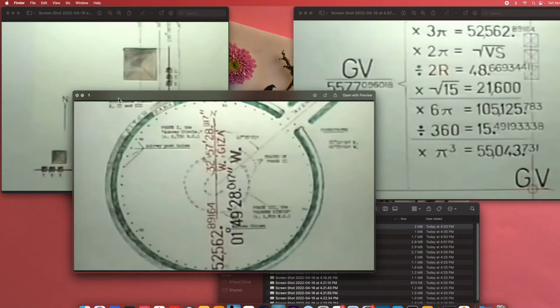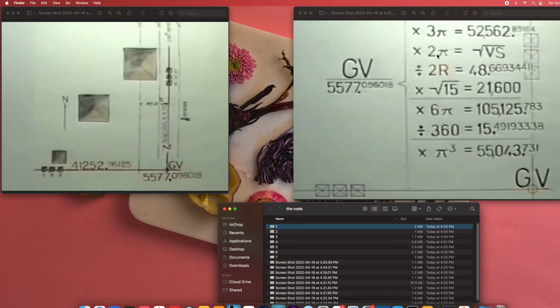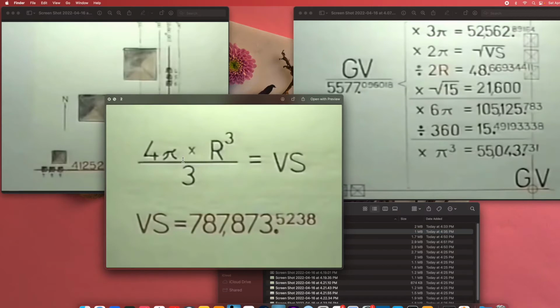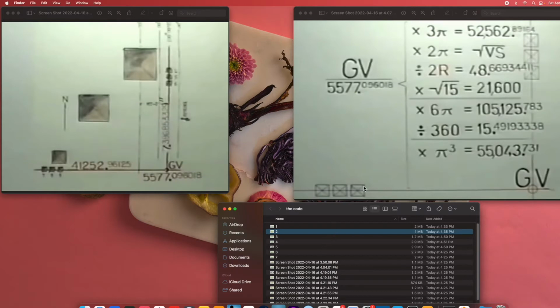Now we see 2 sets of these 3, so that's 2 pi, which is actually the square root of the volume of a sphere using the radian mathematics. So 4 pi times the radian squared, the radian cubed, all divided by 3 is the volume of a sphere, this long number. He goes into that in more detail, but we'll keep going here.